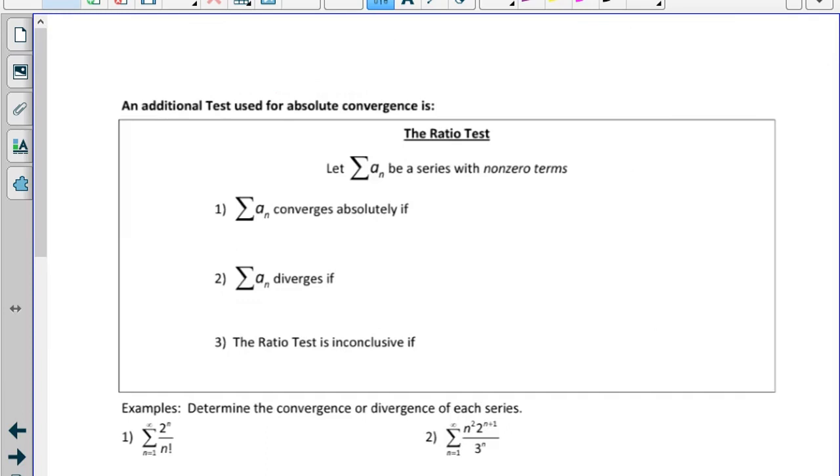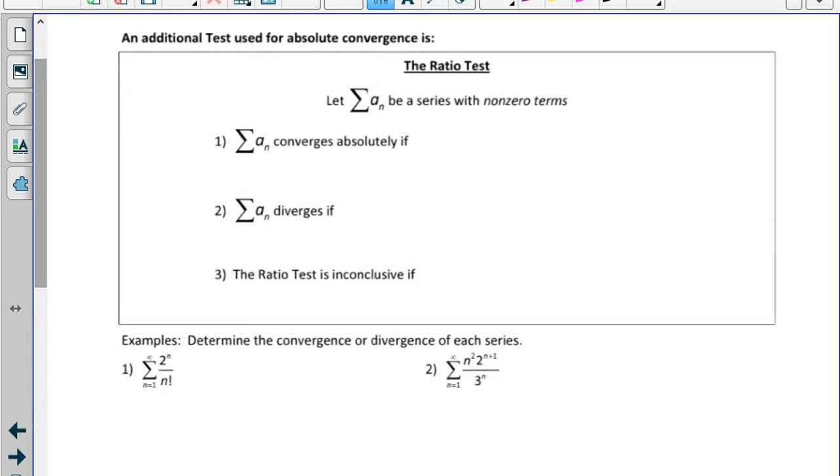There are another couple tests that we have. One more test for absolute convergence is the ratio test. So if something converges with the ratio test, it also converges absolutely. So let's take a look at this. Let the sum of a sub n be a series with non-zero terms, and we're going to constantly be looking at the limit as n goes to infinity of the ratio between the next term and the previous term. We're going to say that the ratio of those things, the limit as n goes to infinity, equals L. Okay? So the sum converges absolutely if L is less than 1.